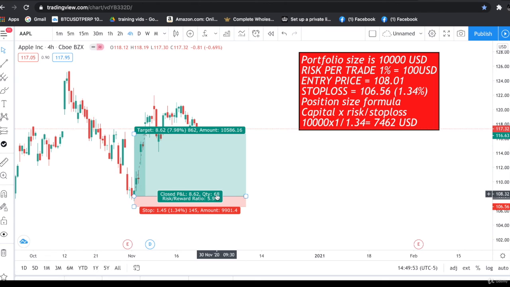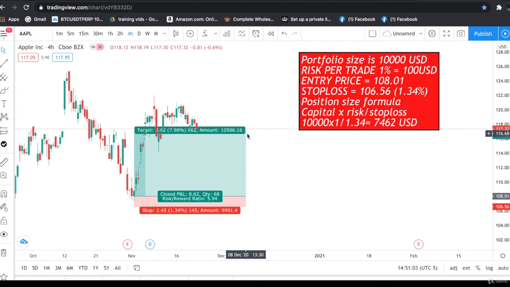Now 68 stocks of Apple would cost $7,462. And in case our stop loss gets hit, our loss would be only $100. So this is the position size. As previously I have told you, many newbies confuse risk amount size and the position size. They are not the same. Now, if my stop loss gets triggered, I'll lose only $100. And the risk reward for this trade setup, this is a hypothetical example, is 5.94, which means my profit would be approximately $600 if my take profit gets hit.